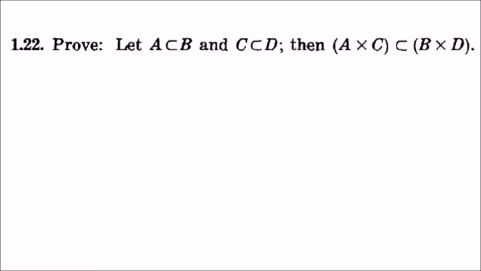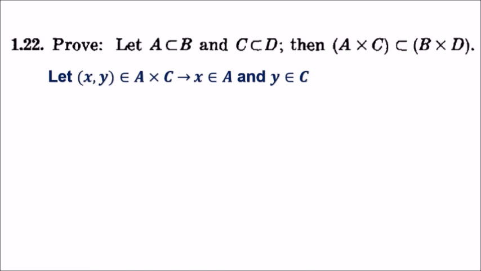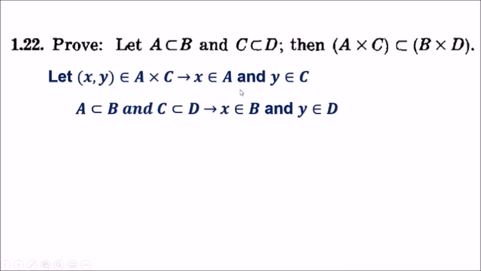Problem 1.22. Prove. Let A be a subset of B and C be a subset of D. Then A cross C is a subset of B cross D. We will start by letting XY, the ordered pair, be an element of A cross C. This means that X is in A and Y is in C. Then from the given, A subset of B and C subset of D, this also means that X is in B and Y is in D. So combining this, XY is now in B cross D.